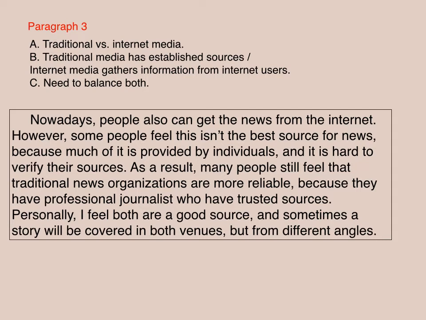Let's look at what we did for paragraph 3. So A, traditional versus internet media, is our main topic. So our first sentence is our topic sentence. So we say, nowadays, people also can get the news from the internet. Then B and C, they are supporting details. So we talked about traditional news, and then we mentioned our opinion. I feel both are a good source, or C, need to balance both.